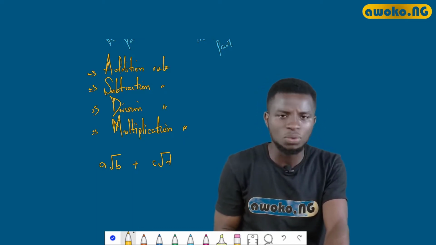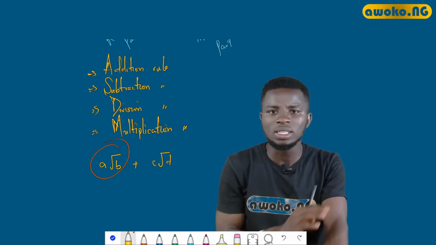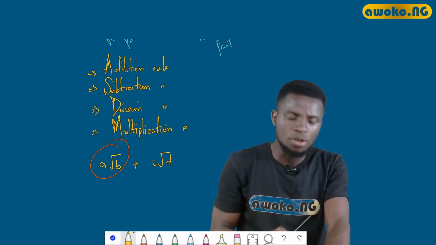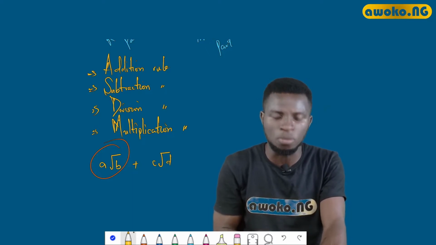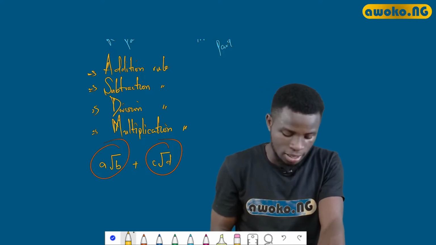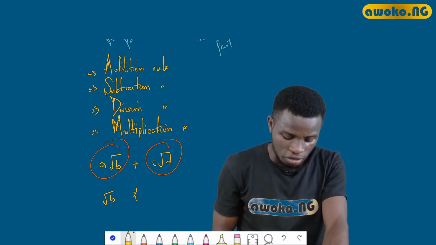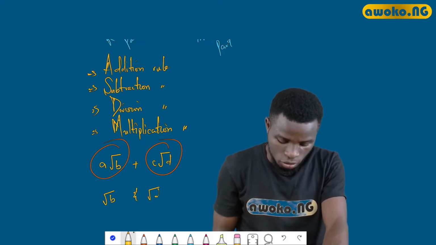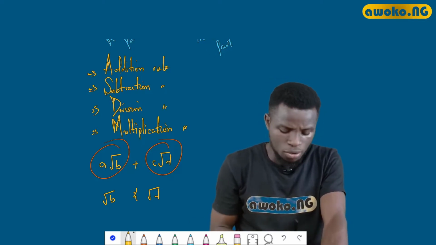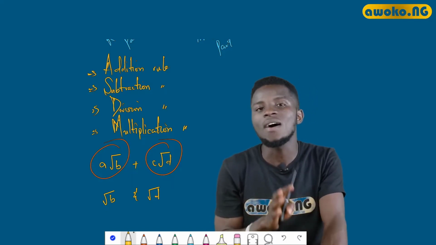The first thing we are going to do is to check if this term is in its lowest form. If it is not, then our first task is to make sure that a root b is simplified to its lowest form. The same thing will be done to c root d. And if we are lucky that after simplification, the value of root b and the value of root d are the same, then it is very easy. We'll just add or subtract a root b and c root d arithmetically, and then we'll get our answer.